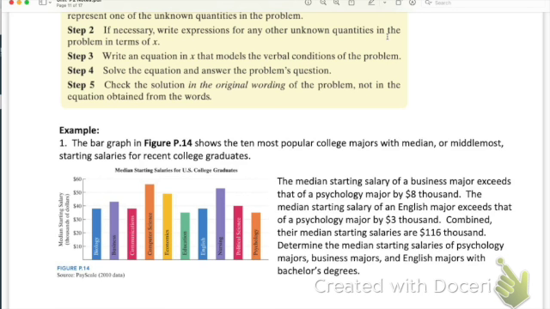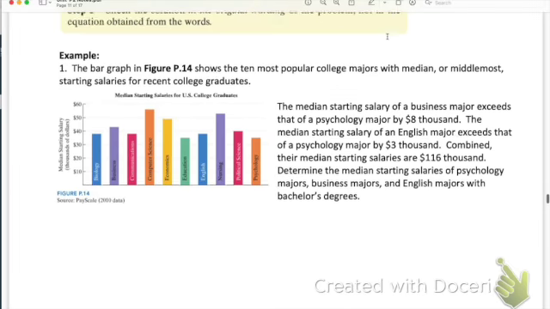Lastly, make sure that you check your solution for how you need to answer the question. So very rarely is the answer to a word problem going to be something like x equals 6. You're going to need to answer the question in the context of the problem. So let's look at a few.